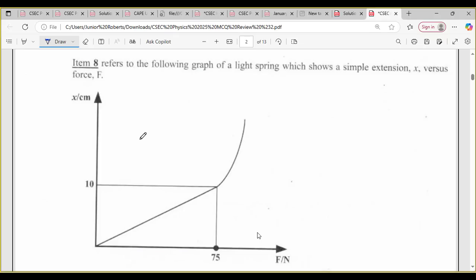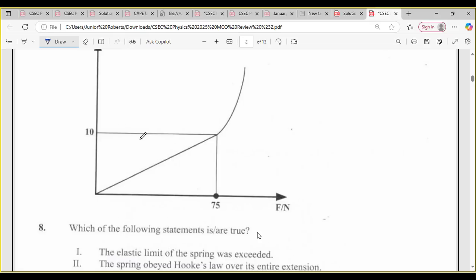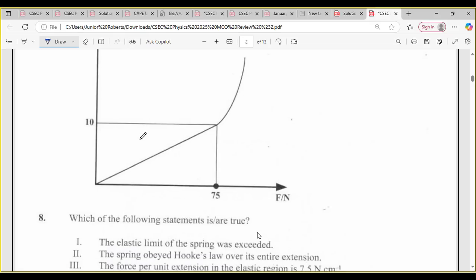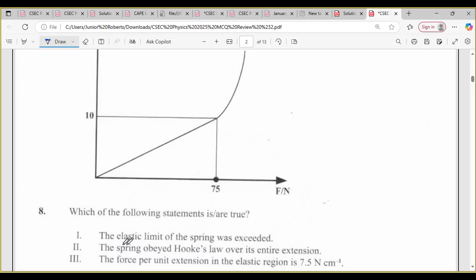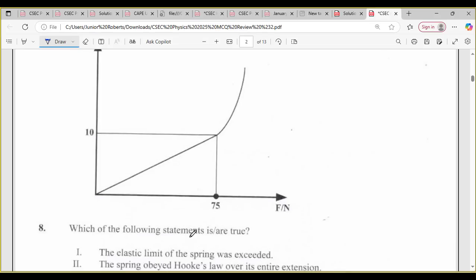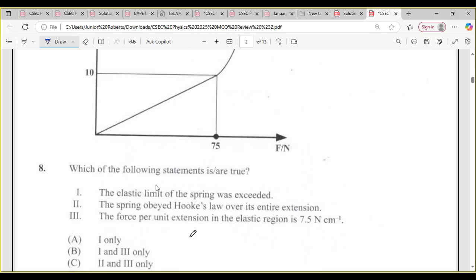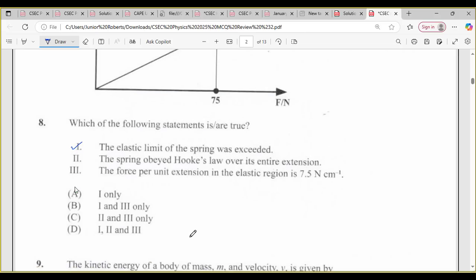Number 8 now says, item 8 refers to the following graph of a light spring, which shows a simple extension versus force graph. Which of the following statements is/are true? So 1 says the elastic limit of the spring was exceeded. We clearly see that is the case because our graph starts to curve upward towards the extension axis. So this one is true. The elastic limit was exceeded, so this is true. So any option that doesn't have 1, let's just take it out.